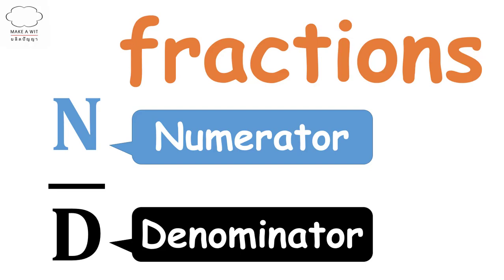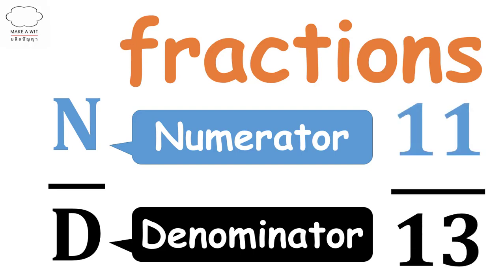When I say N, you say numerator. When I say N, you say numerator. Very good. When I say D, you say denominator. Oh, so please remember N is up and D is down. Okay, N up, D down, N up and D down.